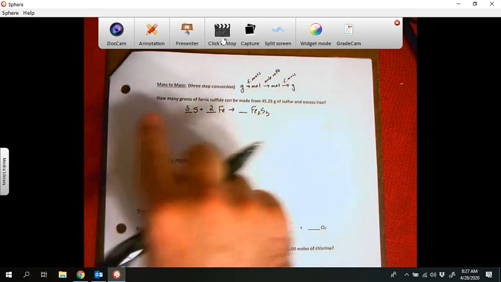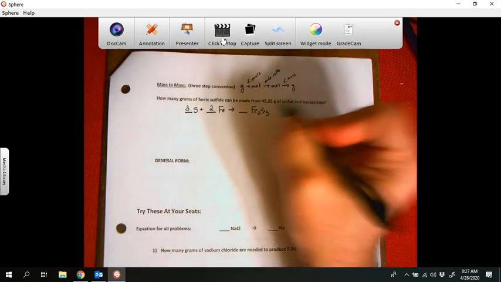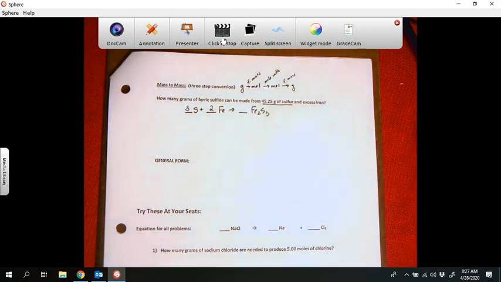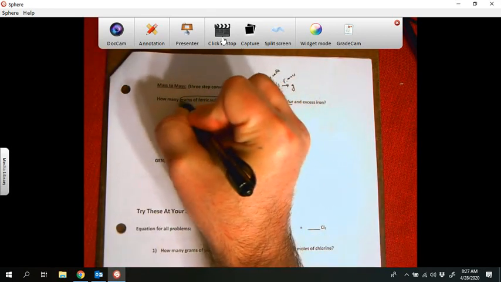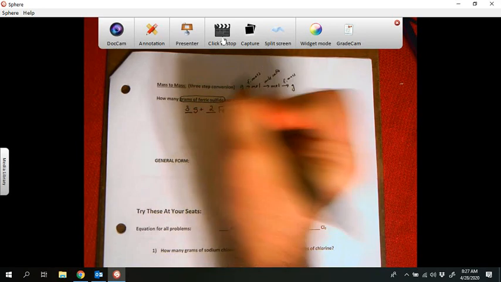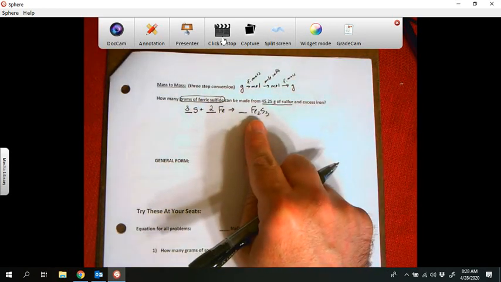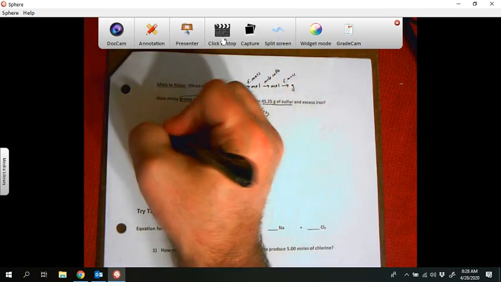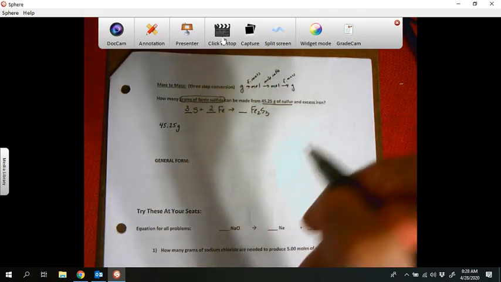So if we interpret what the word problem is asking, we're going to underline what we're given. So we're given 45.25 grams of sulfur, and we're looking for grams of ferric sulfide. So that would be this substance here. So as always, we're going to start with the number that we're given in the problem, 45.25 grams of sulfur.